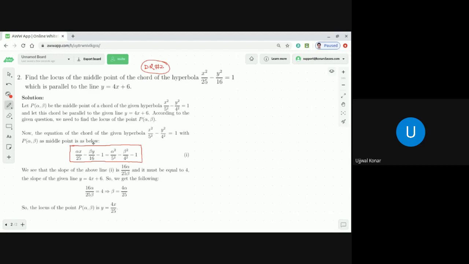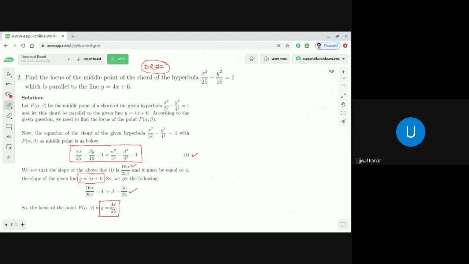Now, the slope of this equation, which is equation number 1, is 16 into alpha by 25 beta. And definitely that slope has to be equal to 4, which is the slope of the given straight line y equal to 4x plus 6. Dear Pratik, we just need to equate this and we get beta equal to 4 into alpha by 25. The locus is obtained by replacing alpha by x and beta by y, and we finally get the equation of the required locus, y equal to 4x by 25, which is a straight line.